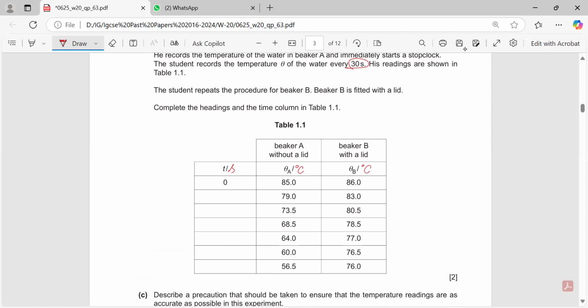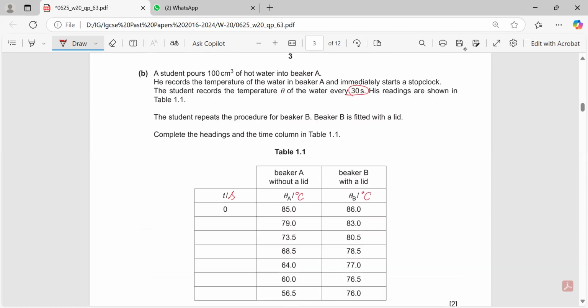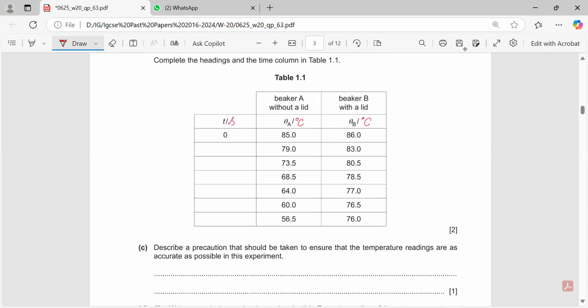And then also for the time column we have to complete every 30 seconds. So 0 plus 30 is equal to 30, 30 plus 30 is 60, 60 plus 30, 90, 90 plus 30, 120, then 120 plus 30 is 150, and then 150 plus 30, 180, and all these time intervals are in seconds.